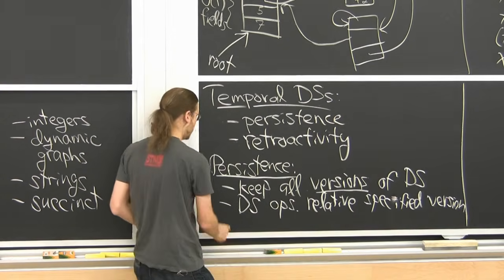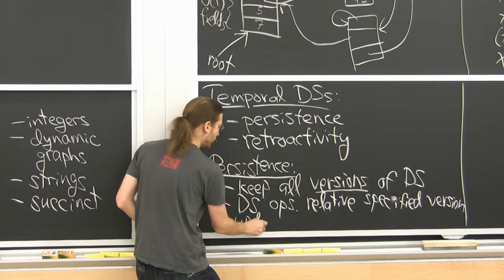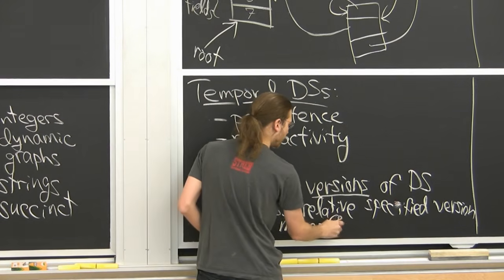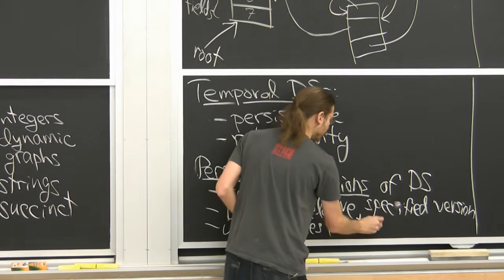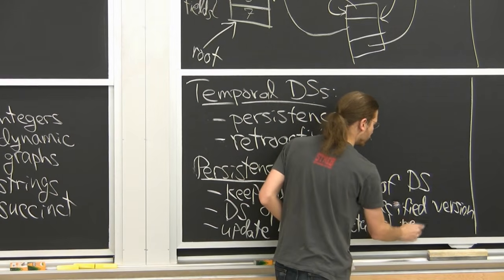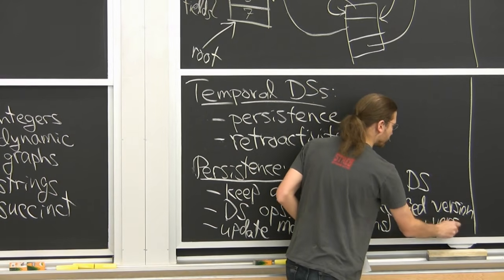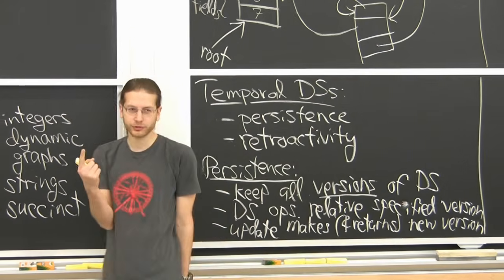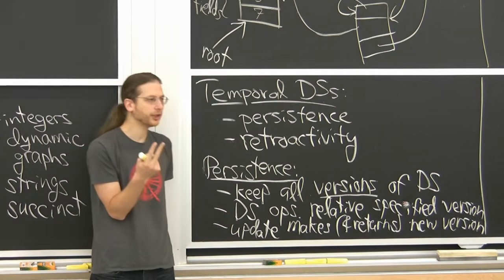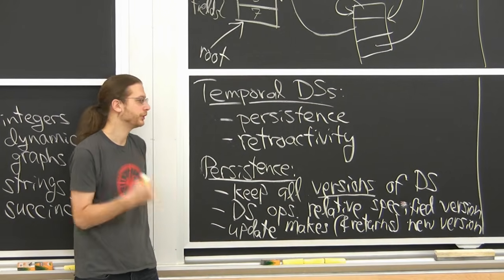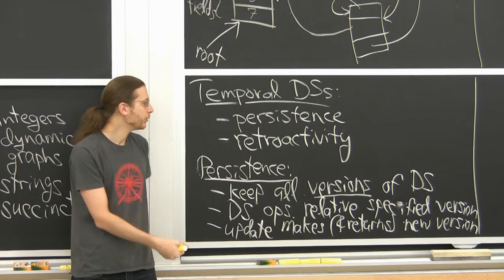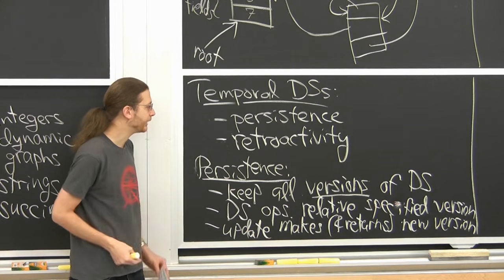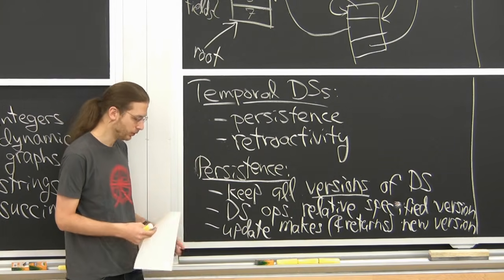So an update makes and returns a new version. When you do an insert, you specify an operation, a version of your data structure, and the thing you want to insert, and the output is a new version. So then you could insert into that new version, keep going, or maybe go back to the old version and modify that. I haven't said exactly what's allowed here, but this is the general goal.